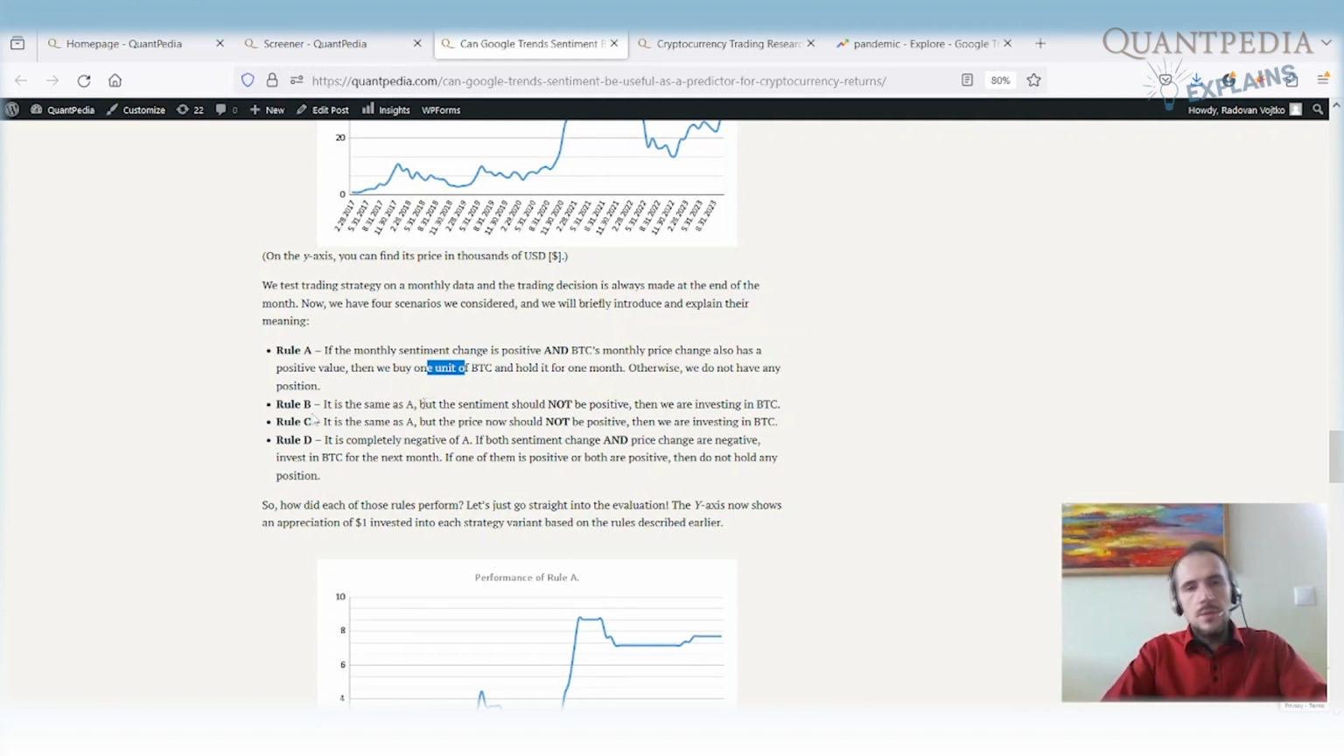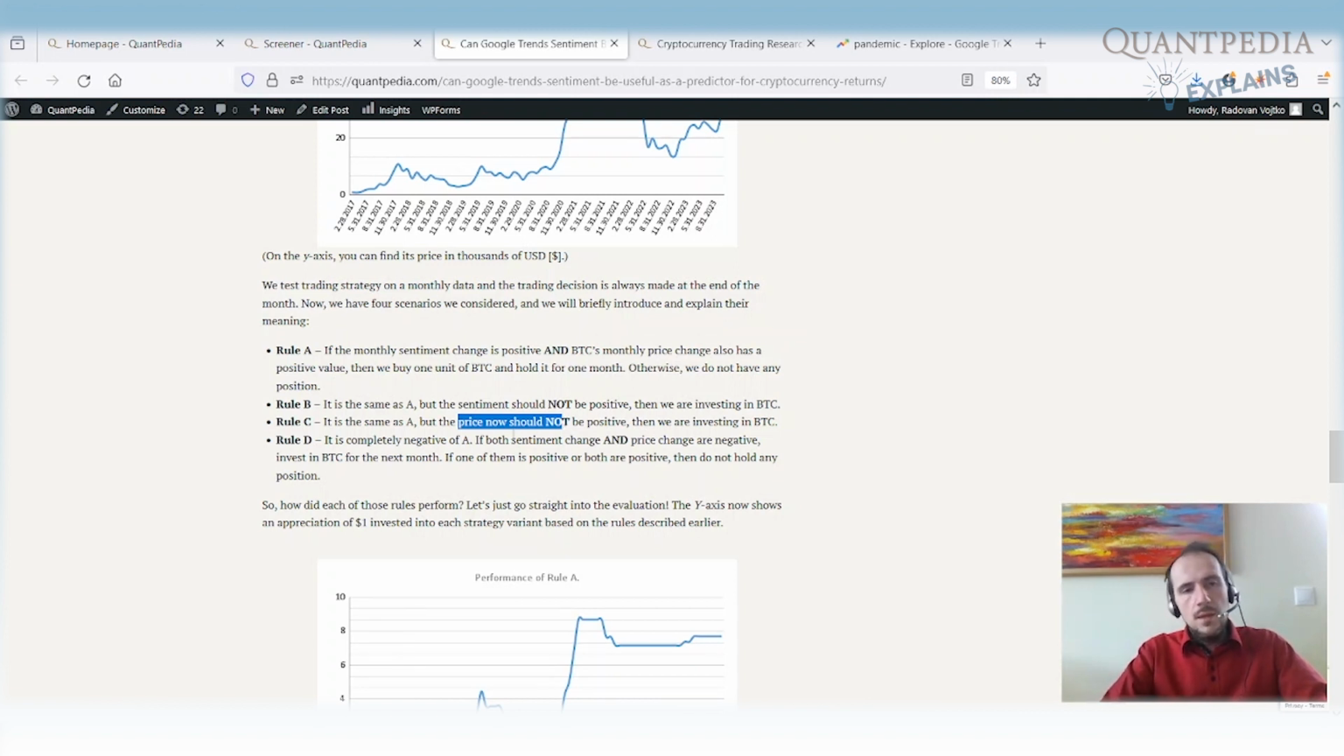Now, rule number B is the same as A, but the sentiment should not be positive. So we are investing in the Bitcoin when there is a positive trend in the price, but a negative trend in the sentiment. In rule C, we are investing in the Bitcoin when there is a negative price trend, but a positive sentiment trend. So it means the sentiment and the price signals are different from each other.